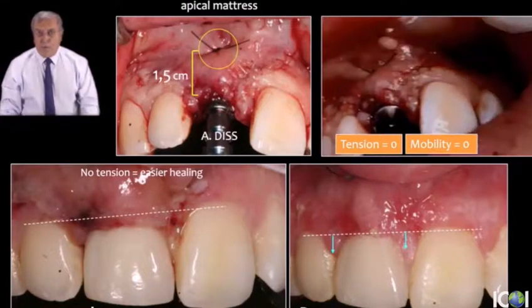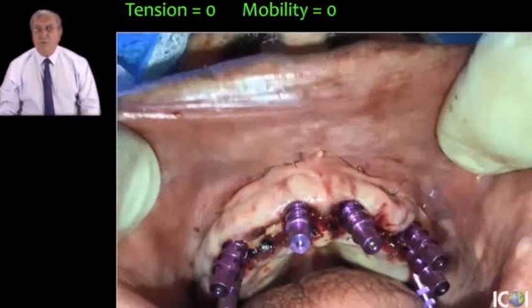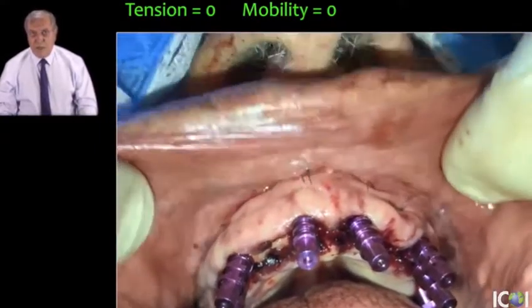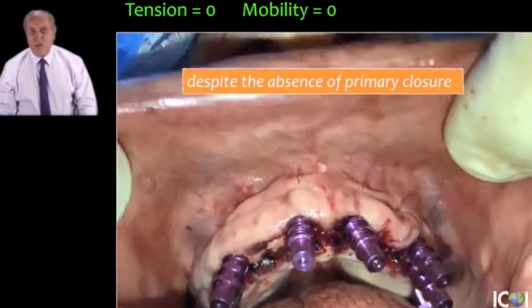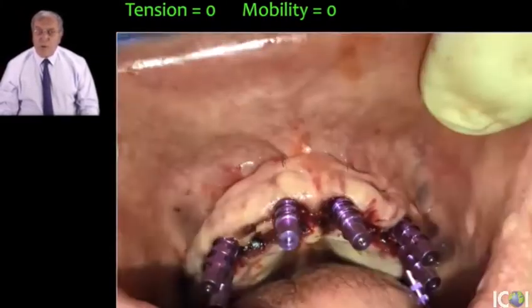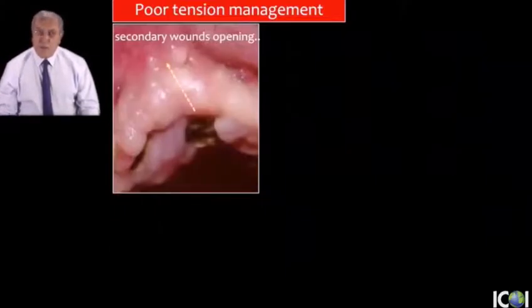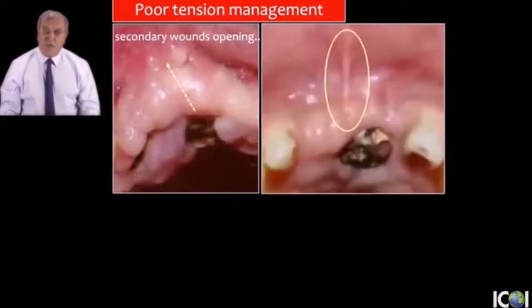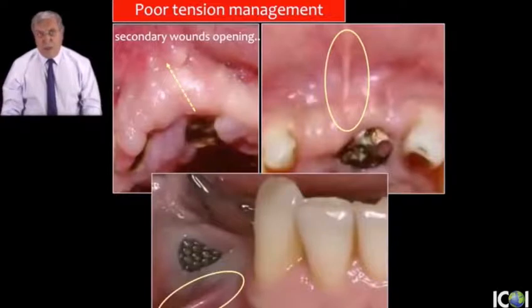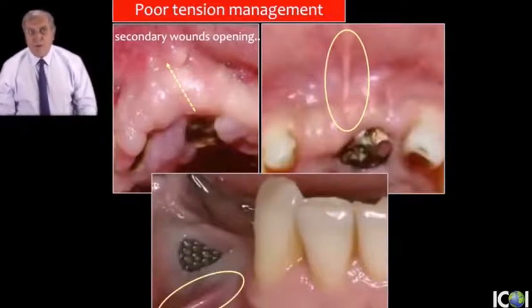When we do an apical mattress, even if we pull the lips, we see that there is no mobility, even if there is not yet a primary closure. When we pull the lips, this is what happens. But if we don't fix the flap, the tension will remain. And then we will meet a secondary wound opening because we forgot to manage the tension in the buccal flap.